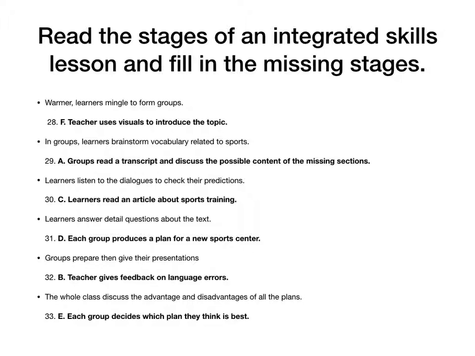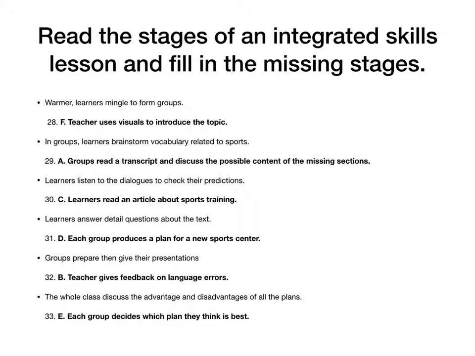Then they get to listen to it because they already read it and they already talked about it, and they're doing fill in the blanks. After they do that, the next clue is learners answer detailed questions about the text. So what do they have to do in order to answer questions about a text? They have to read an article. So that's the reason why C comes next. Learners read an article about sports training.